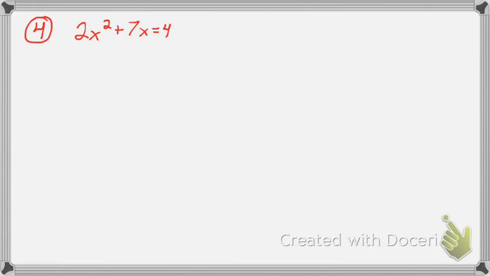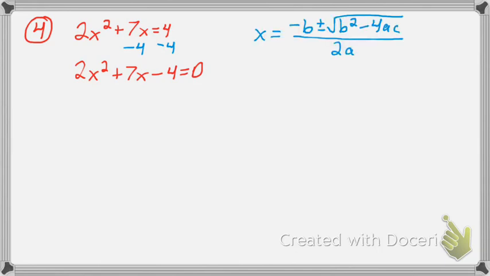Alright, I'm going to be using quadratic formula again, but before I do so, alarm bells should be going off in your head on this problem that you actually need to get this in standard form first. So if you did not subtract the 4 over, you need to be doing so now. So 2x squared plus 7x minus 4 equals 0. There it is. Now we're ready to set it up into that quadratic formula that we just saw.